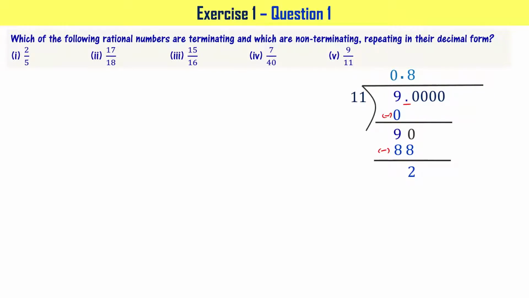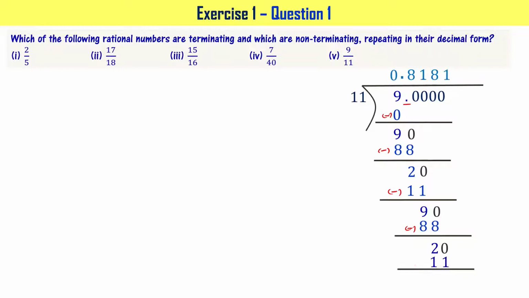Let me bring the second 0 so that 2 becomes 20, right? 1 times 11 is 11. Let me subtract 11 from 20. I'll get 9 as the answer. Let me bring another 0 down. So 9 becomes 90. 8 times 11 is 88. Again, when you subtract 88 from 90, you get 2 as the answer. Bring another 0 down. Right? It has become 20. 1 times 11, when you subtract 11 from 20, you get 9 as the answer.